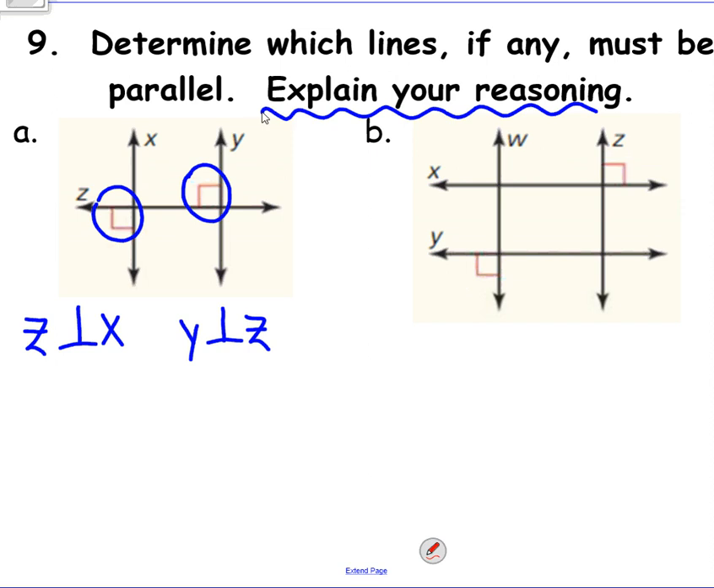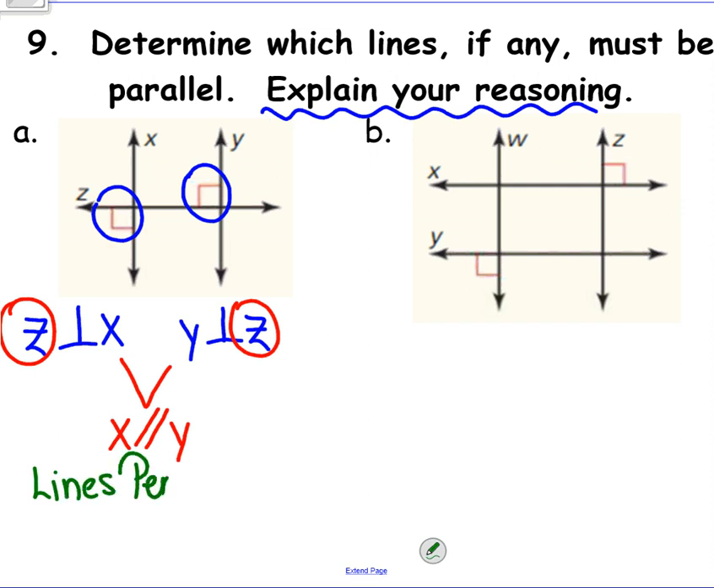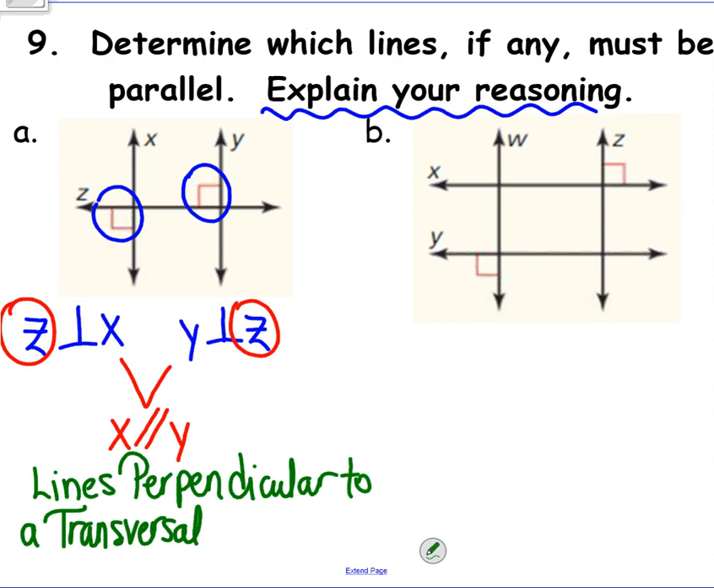And what this tells me, because line Z is overlapping between the two statements, is that if line Z is perpendicular to two other lines, then those two other lines are going to be parallel to one another. So I can bring X and Y together and say that X and Y are parallel to one another. We have a theorem that says exactly that: if two lines are perpendicular to the same line, then they're parallel to one another, and that is because of the lines perpendicular to a transversal theorem.